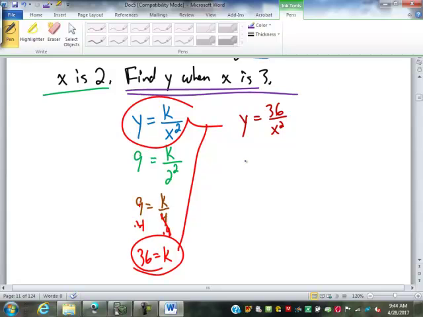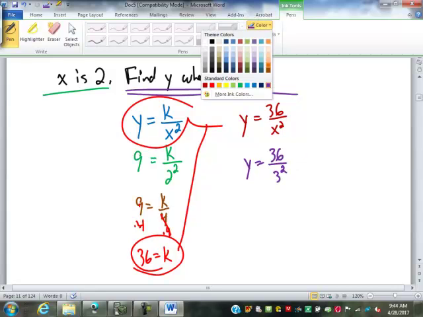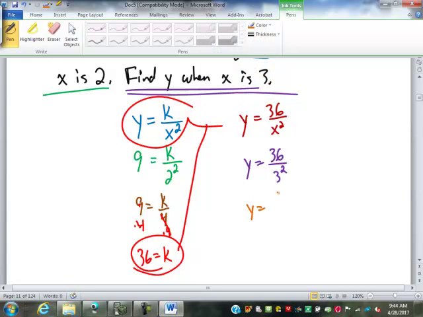Finally, find y when x is 3. Replace x with 3, so it's 36 over 3 squared. Three squared is 9, so y equals 36 over 9. y equals 4.